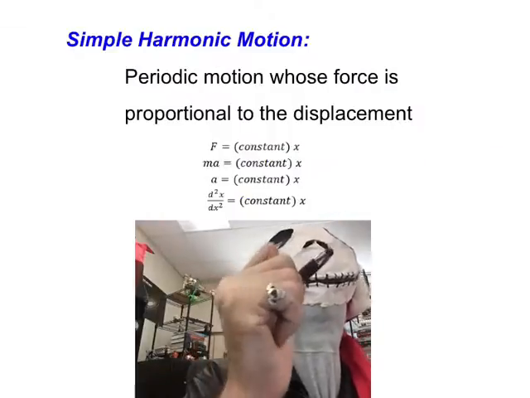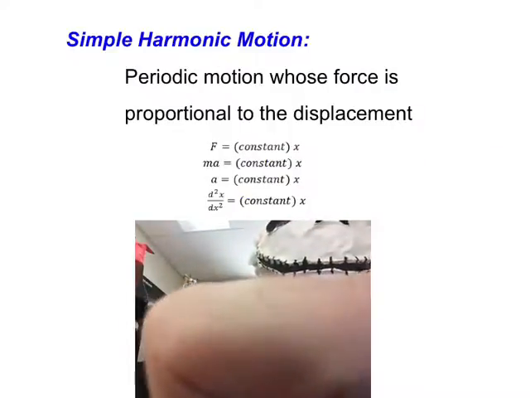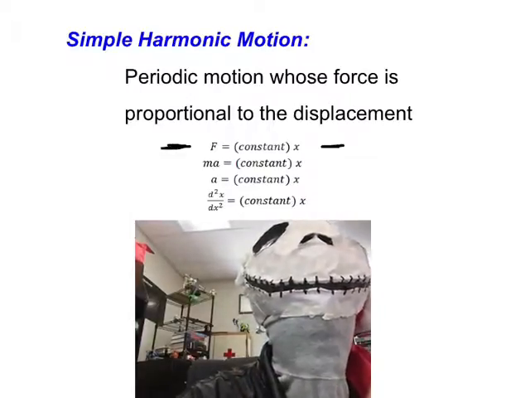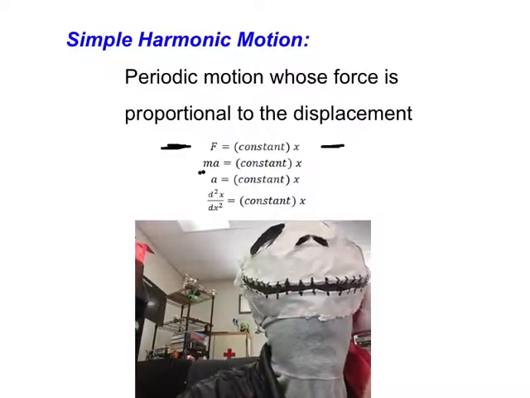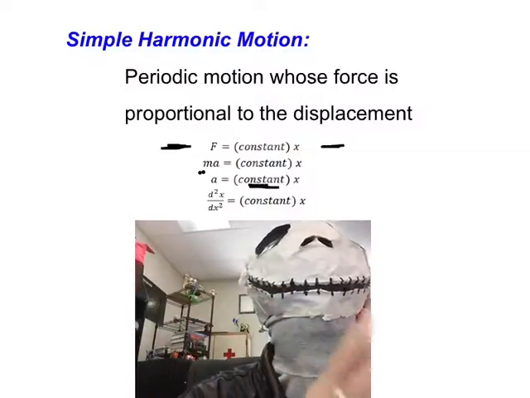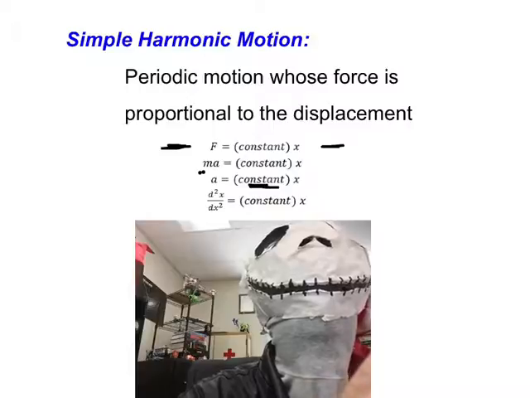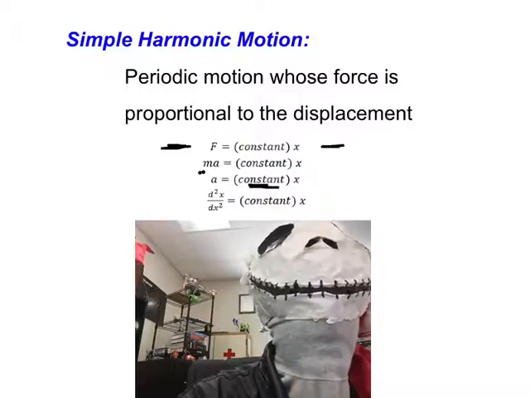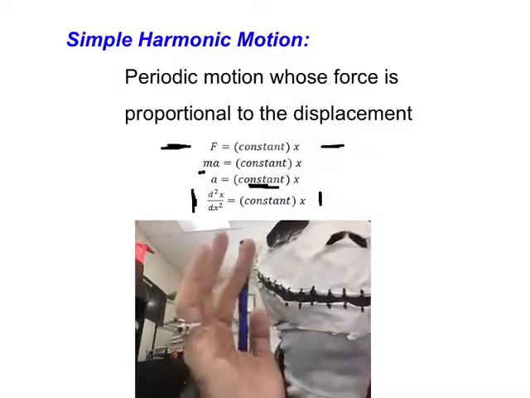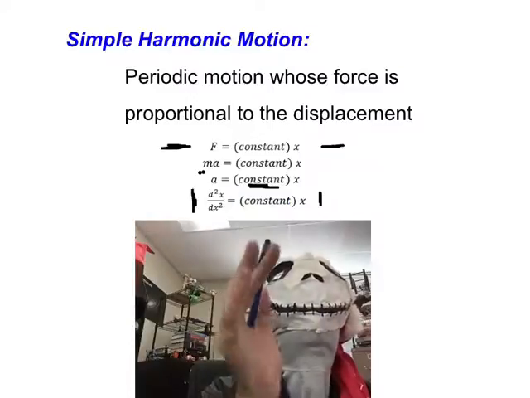So, when we start with this, we know that force is proportional to displacement. And since force equals ma, and m is a constant, we can take m inside of our constant. It doesn't say what the constant is yet, so we can say that acceleration is a constant times x. Since acceleration is the double derivative of displacement, we get our very first differential equation.